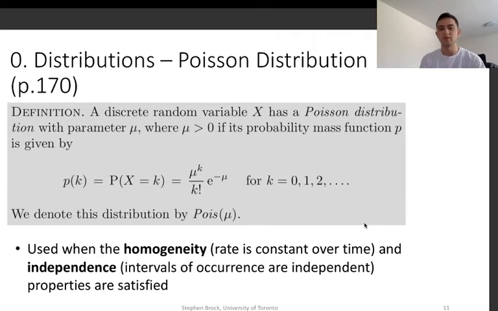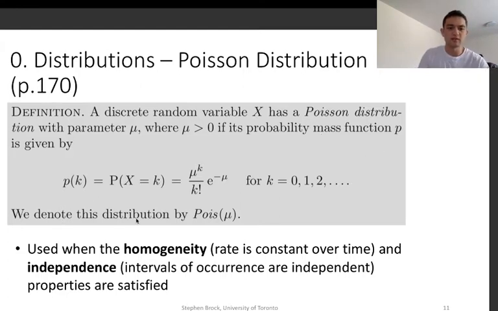Moving on to the Poisson distribution. By definition, a discrete random variable x has a Poisson distribution with parameter mu, where mu is greater than 0, if its probability mass function p is given by p of k is equal to the probability of x equals k, which is equal to mu to the power of k divided by k factorial times e to the negative mu. And this is for k equal to 0, 1, 2, all the way up to infinity. So this is a discrete probability function.